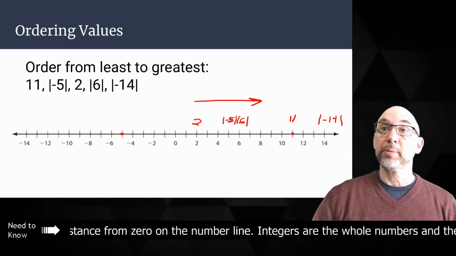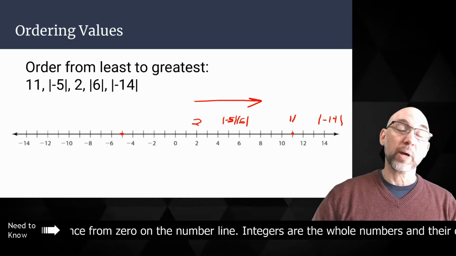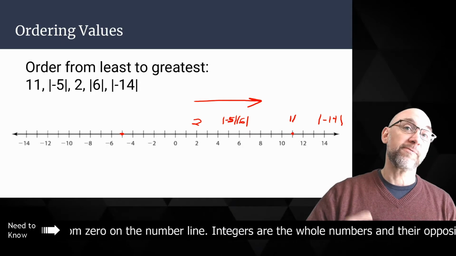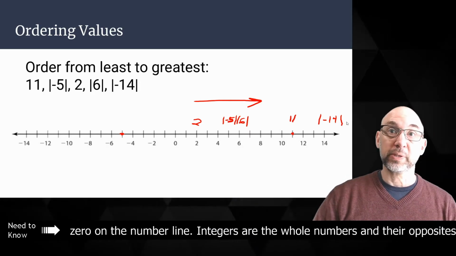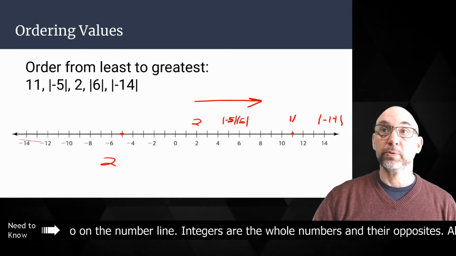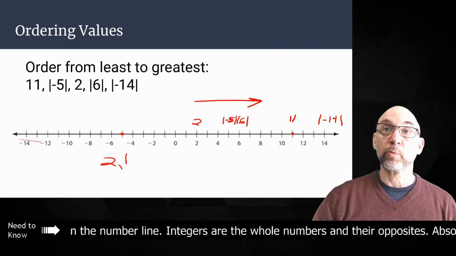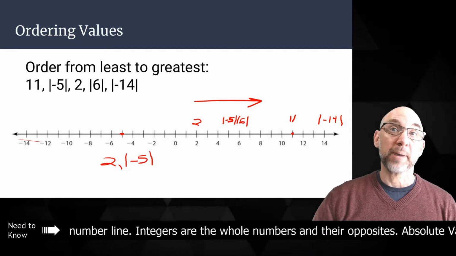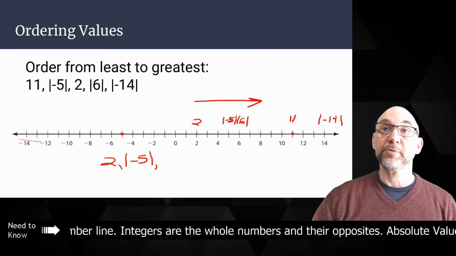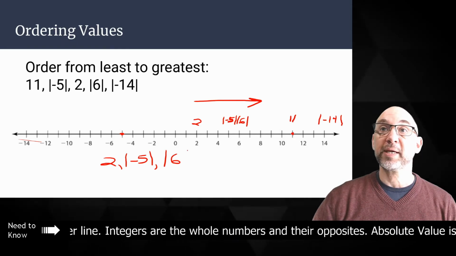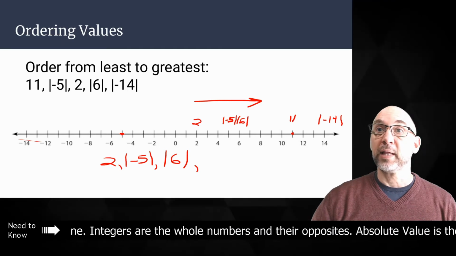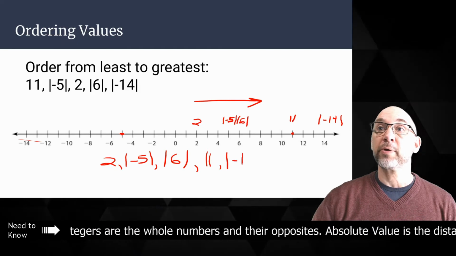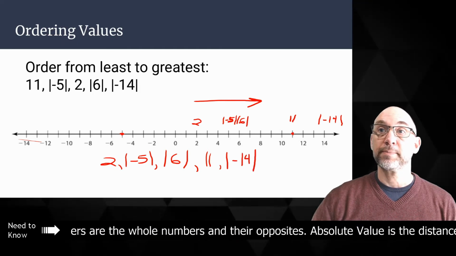So now when I order them, I'm going to order them from least to greatest, which means I'm going to start on the left and move to the right. And when I write them down in order, I'm not going to put what they equal. I'm going to put the way the numbers were written in the original format. Okay? So the first value was a 2, and that was written as a 2. So I've got a 2. Next, it's the absolute value of negative 5. So I'm going to write that as the absolute value of negative 5. I'm not going to change that to the positive 5. Next is the absolute value of 6. Again, write it in the format that they give it to you. Then I've got an 11. And then the absolute value, rather, of negative 14.